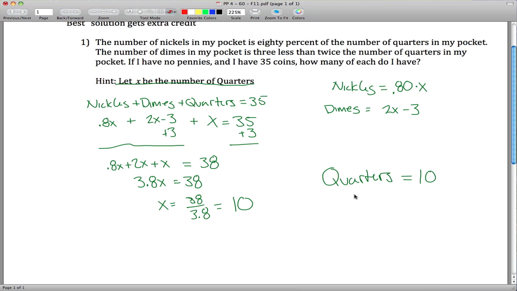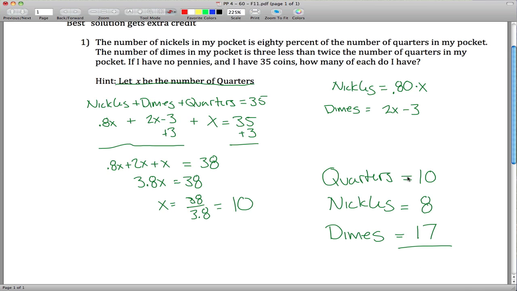And once we know quarters, we can figure out everything else. Nickels we said was 80% of the number of quarters. So 10 times 0.80 is 8. And dimes we said was 3 less than twice the number of quarters. Twice the number of quarters would be 20, so 3 less than that is 17.